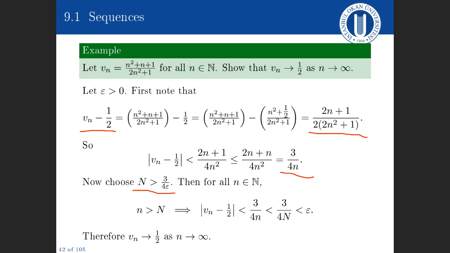I do a quick calculation on scrap paper and I realize I want to choose capital N to be bigger than 3 over 4 epsilon, and then the calculation works. If small n is bigger than capital N, then the absolute value of Vn minus a half is smaller than 3 over 4n, which is smaller than 3 over 4 capital N, which is smaller than epsilon. Therefore, Vn tends to a half as n tends to infinity. I know I've gone quickly here. You can come back and check this later.